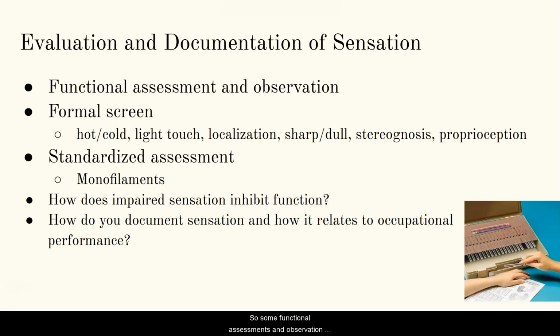So some functional assessments and observation, again, that top-down approach, using occupation to observe how the client's sensation is, or more formalized testing or assessments. Hot-cold differentiation, identifying light touch and localization, sharp-dull, stereognosis, proprioception, and then your standardized assessment, and you'll have the opportunity to practice with the monofilaments. And this is very helpful for light touch localization, 2-point discrimination across the dermatomes. So your dermatome testing is very important.